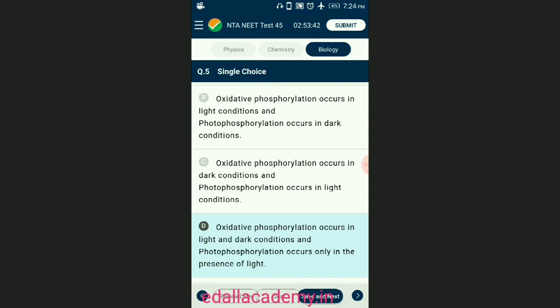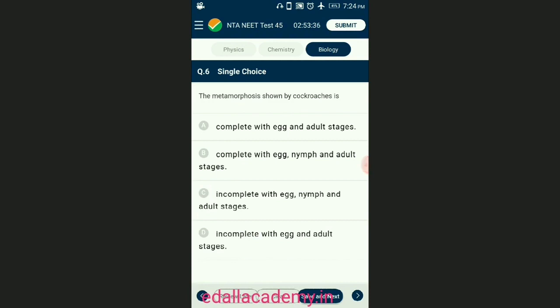Question number 6. The metamorphosis shown by cockroaches is: metamorphosis is of two types, complete and incomplete. Incomplete metamorphosis in insects is characterized by having an egg which goes through several nymphal stages to form an adult. In each nymphal stage, a small version of the adult gets slightly bigger with age. This type of metamorphosis is a characteristic feature found in cockroaches. So the answer for this question is option C, incomplete with egg, nymph and adult stages.